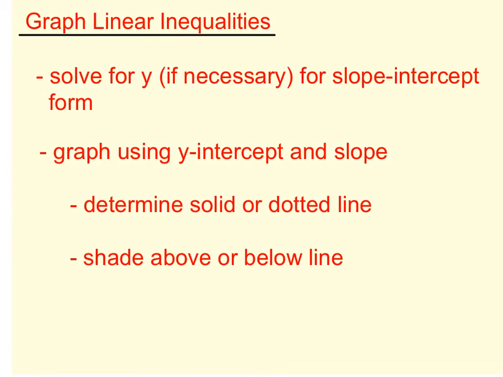So here are steps for graphing linear inequalities. You have to solve for y if necessary so that you can graph from slope-intercept form. And then you do graph using the y-intercept and the slope, like usual. And then there's two new things we're adding into these graphs. You have to determine if the line is solid or dotted, and then you have to shade above or shade below the line.